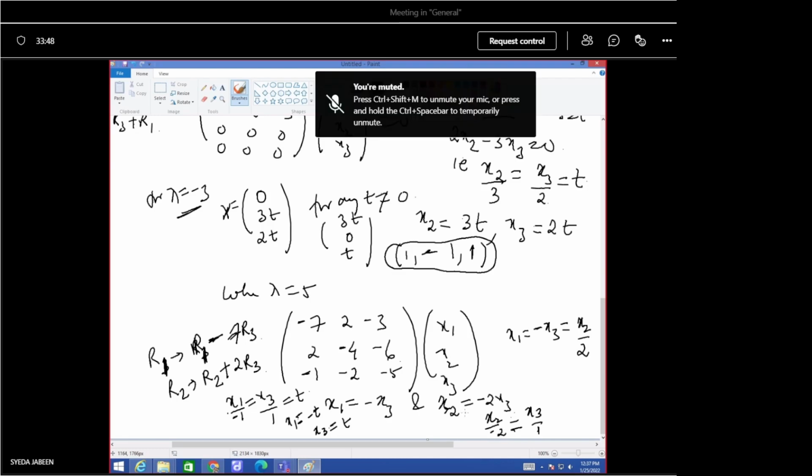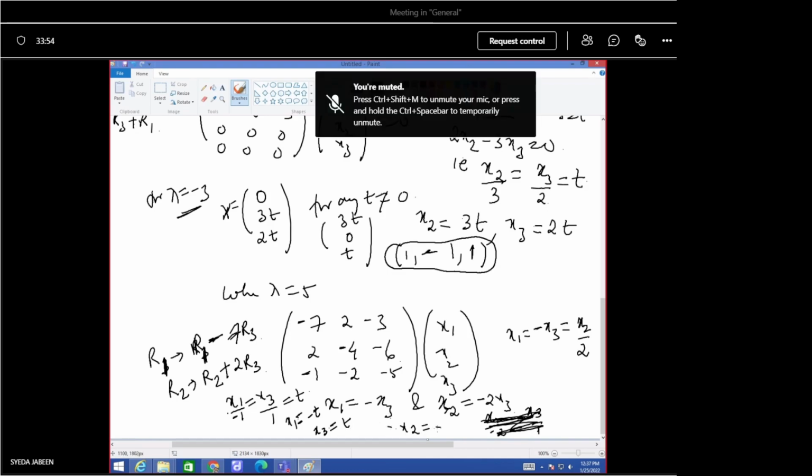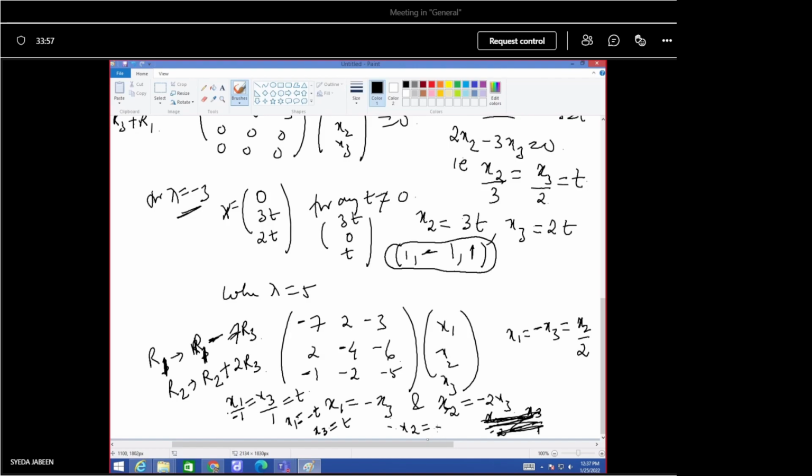So that way, you can do it that way also. You are getting this as t. Therefore, x2 is equal to minus 2t. So what are we getting finally? We are getting this as minus t, t and minus 2t. So for any value of t, you will get the value.